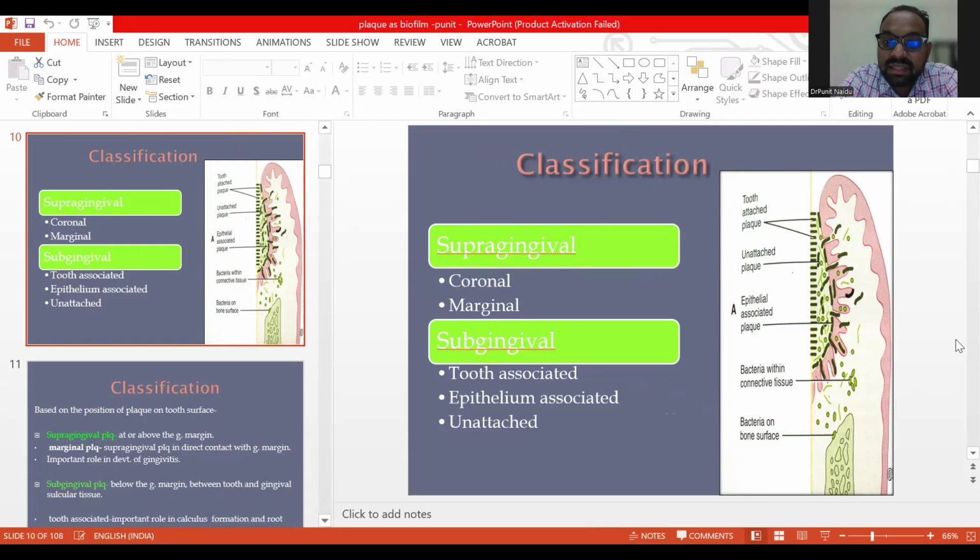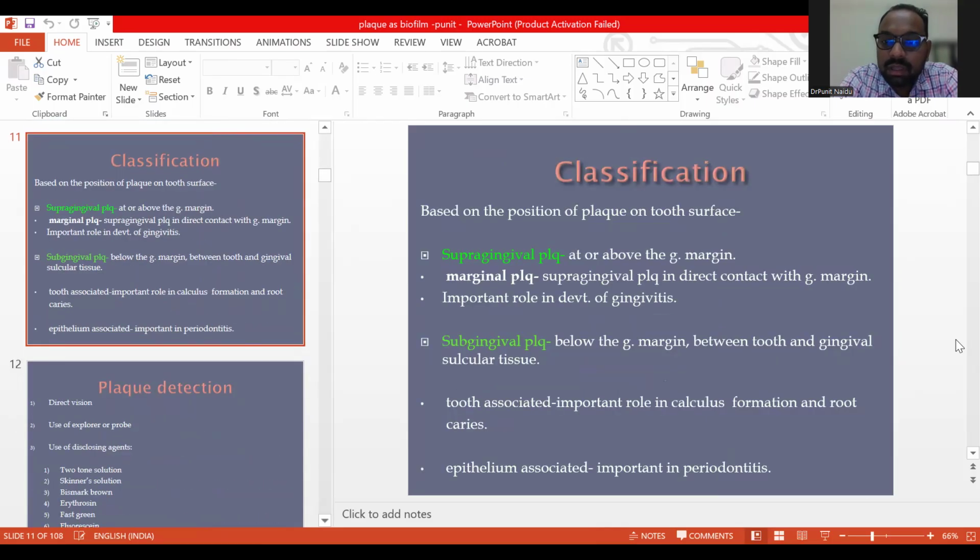Dental plaque can be classified into two types, supragingival and subgingival. Supragingival is further categorized into coronal and marginal, and subgingival is categorized into tooth-associated, epithelium-associated, and unattached. Based on the position of plaque on the tooth surface, it can be categorized into supragingival plaque and subgingival plaque. Supragingival plaque is above the gingival margin, comes in direct contact with the gingival margin, and plays an important role in development of gingivitis. Subgingival plaque is below the gingival margin, between the tooth and the gingival sulcus.